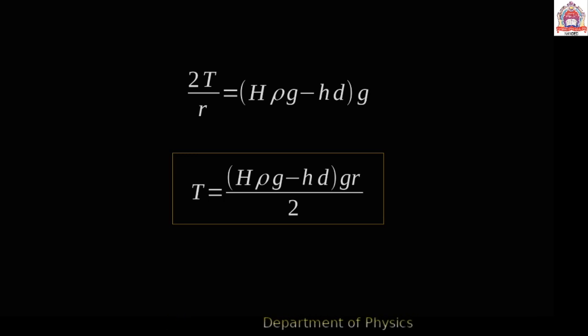So with the help of such an experiment, we can find the excess of pressure inside an air bubble in a liquid, that is P is equal to 2T by R. And by the help of Jaeger's experiment, the surface tension is equal to (H rho g minus h d g) times R, whole divided by 2. So this is Jaeger's method for the determination of surface tension.